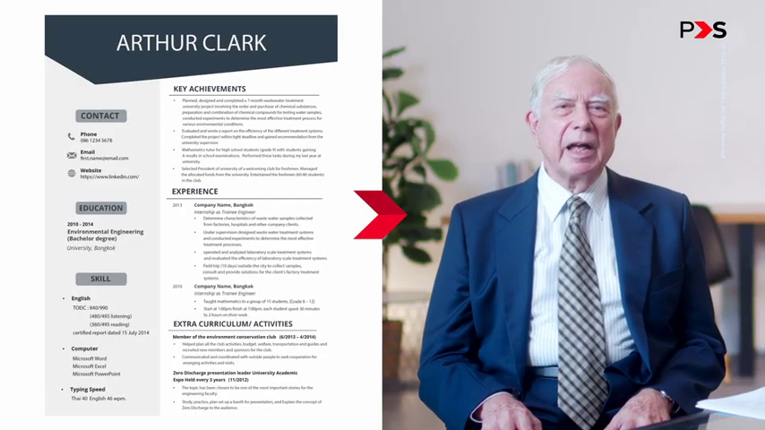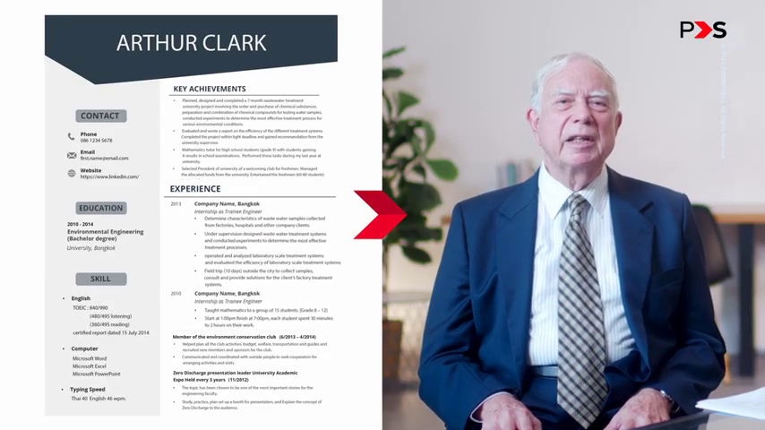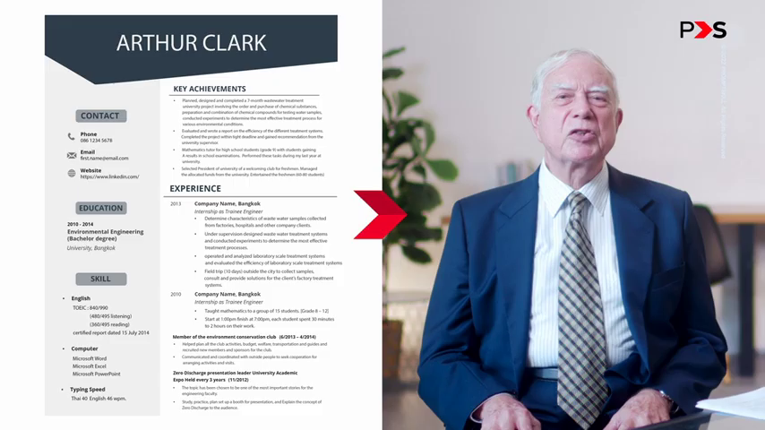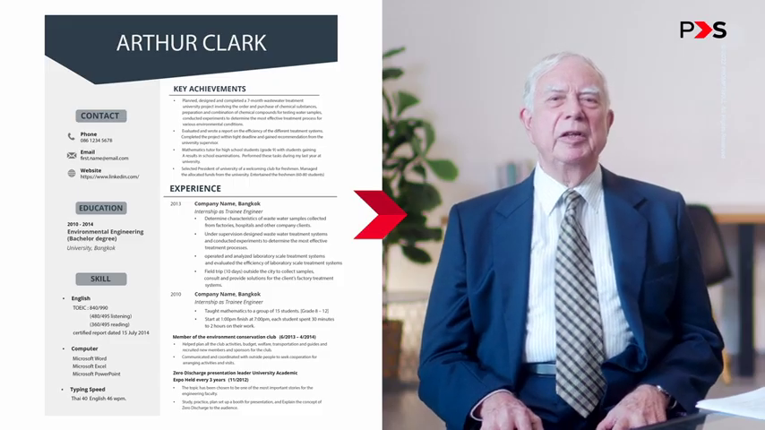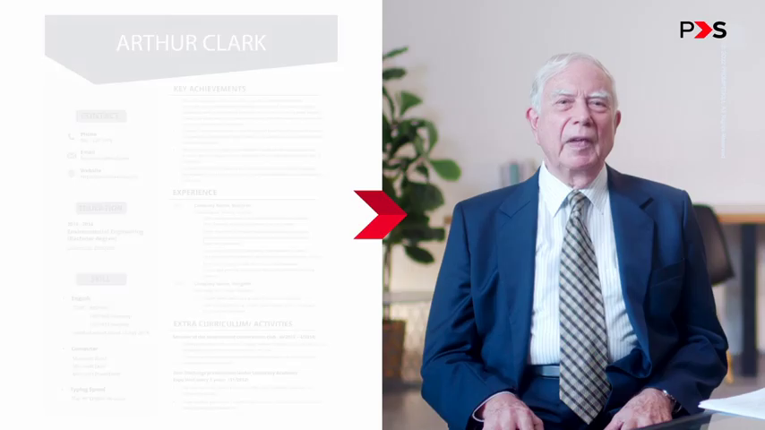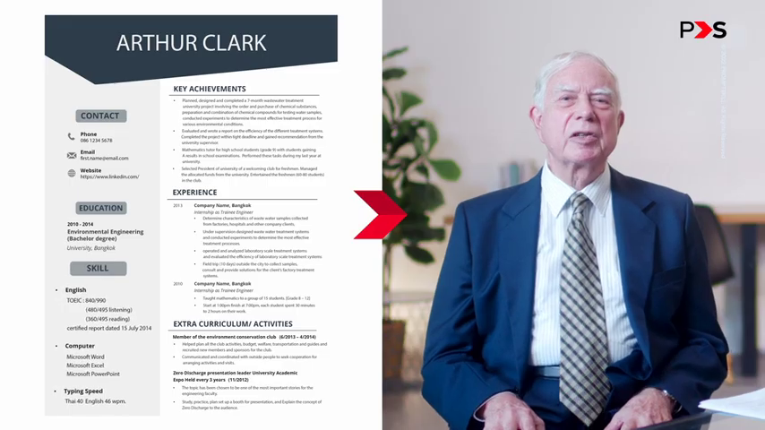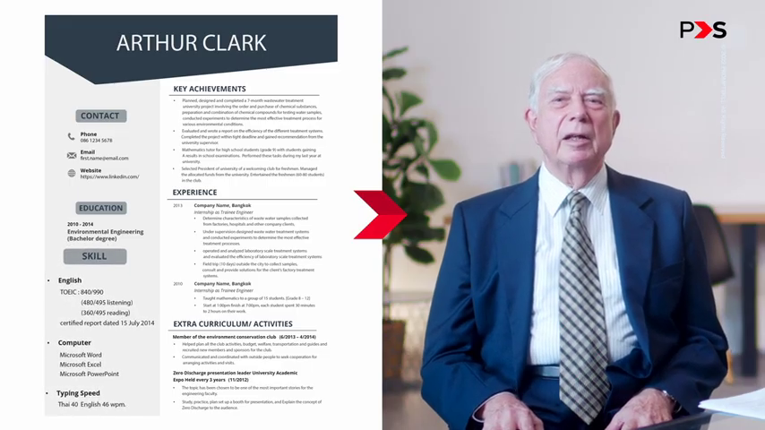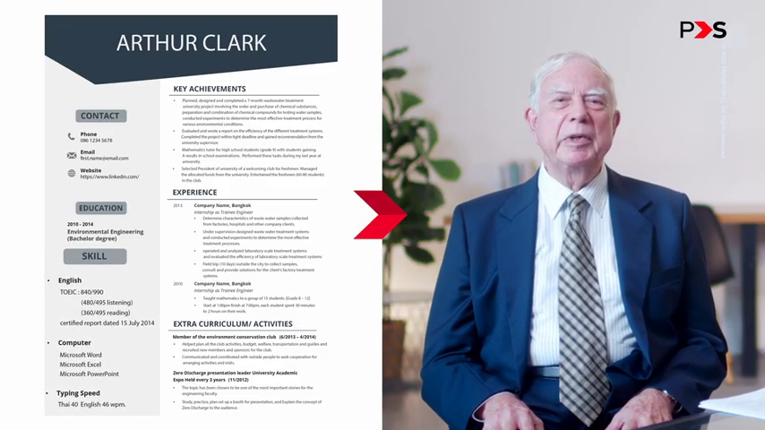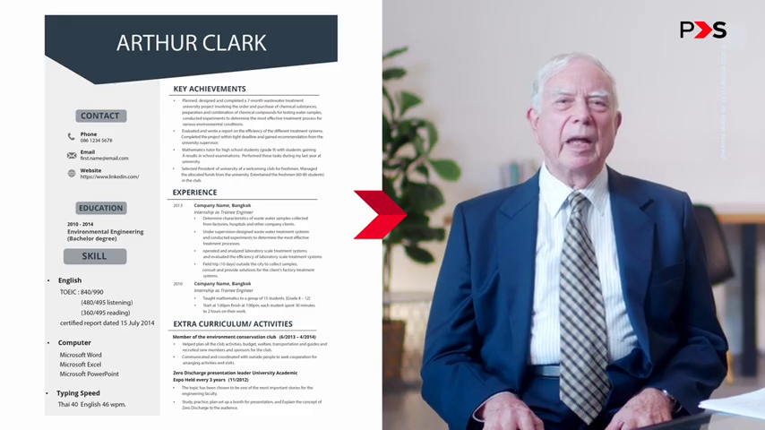Under extracurricular activities, he mentions what he did as a member of the Environment Conservation Club during his last year at university, and also that he was presentation leader. Under skills, he mentions his competence in English and that he has a TOEIC, Test of English for International Communication certificate, and he mentions his typing proficiency. This 1-page resume is considered a good summary of his ability and achievements.